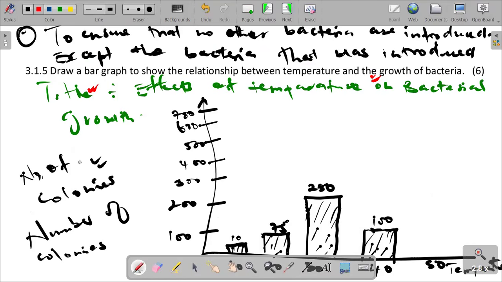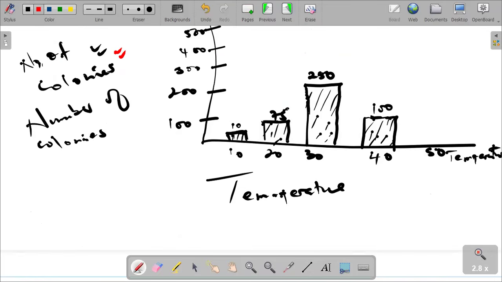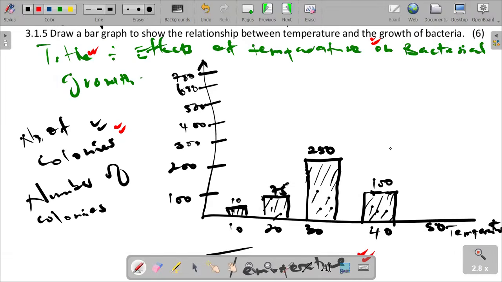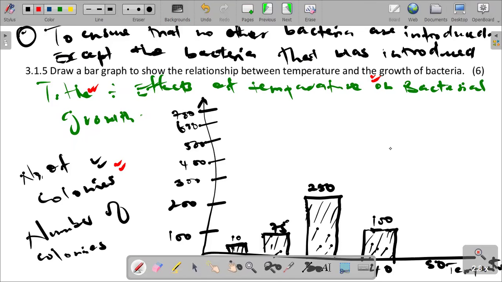And then the axes are labeled. We have the number of colonies, which is also given in this case, and temperature on the horizontal axis. And again, we said the readings must be on the vertical axis. So we have some key that is correct. So we can say that our graph is drawn, and that's how it has to come out.